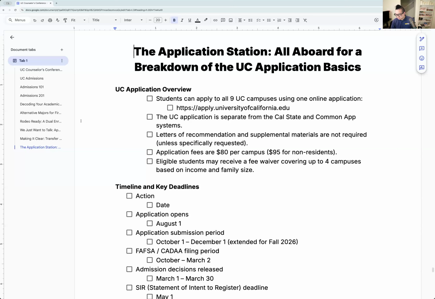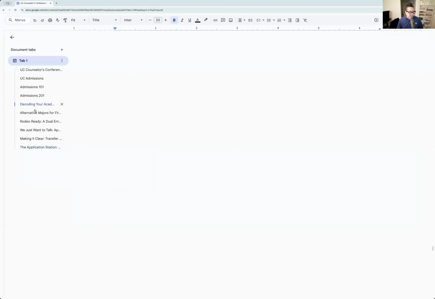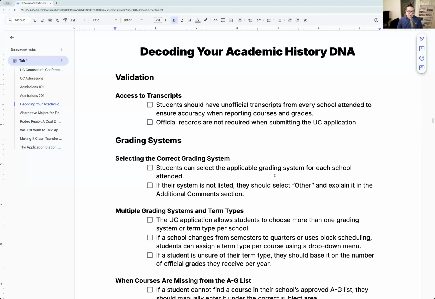I see a lot of dual enrollment. Dual enrollment. All right. So dual enrollment and PIQs are the winners. Let's go through real fast though.